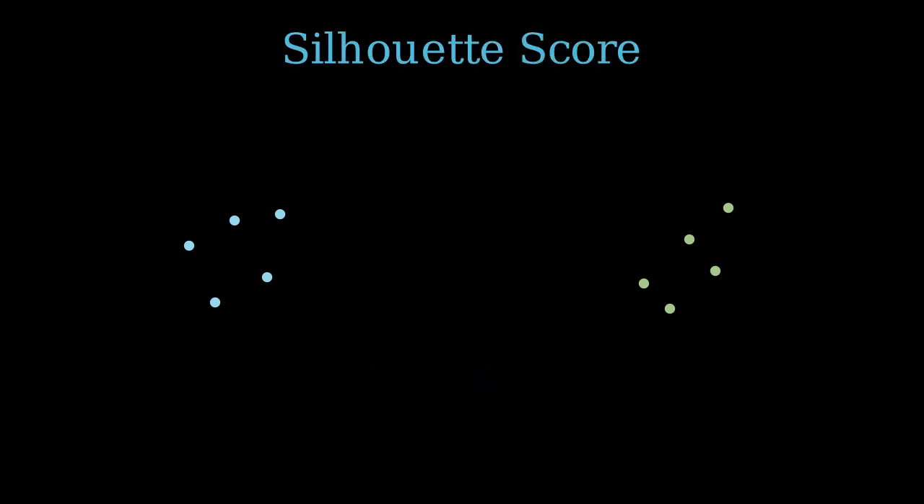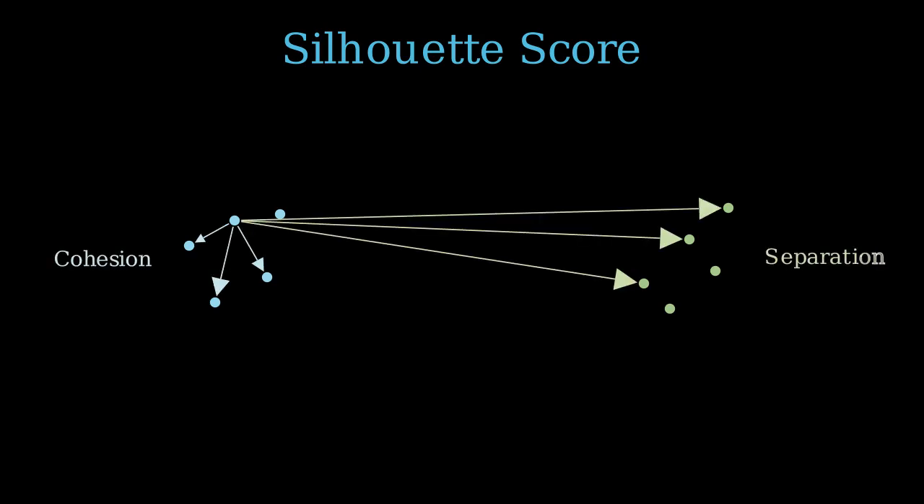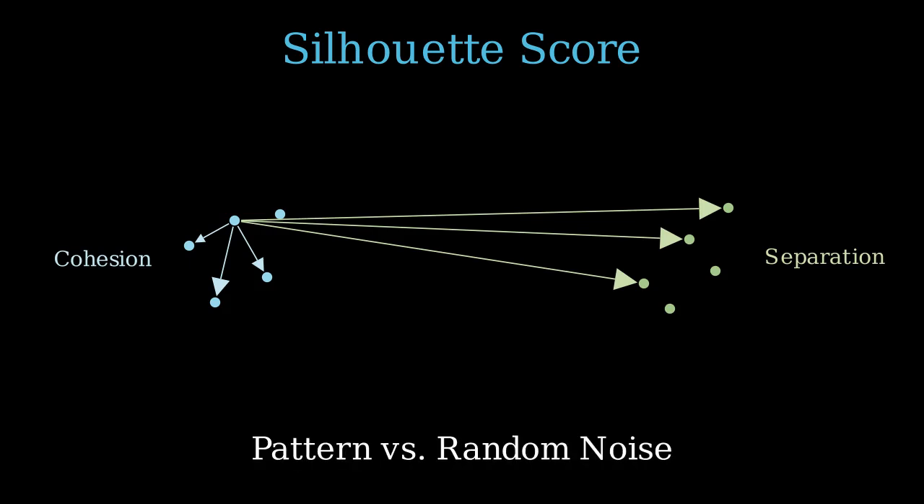It provides a quantitative measure of how well each data point fits within its assigned cluster. At its core, the score evaluates two competing forces: how tightly the points are packed together inside a group, and how well separated those groups are from one another. By looking at these two factors, we can determine if our clusters represent genuine patterns or just random noise.